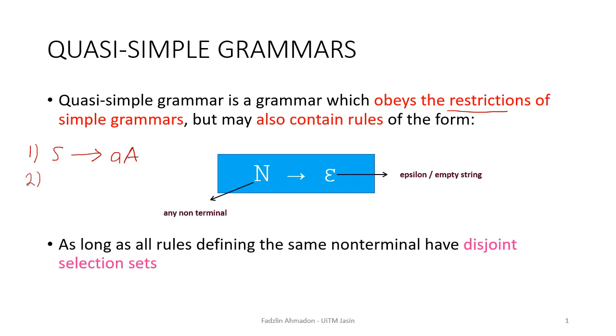And the second restriction is: if you have two rules derived from the same non-terminal, for example, this is the same non-terminal, the terminals after the derivation arrow must not overlap. As for quasi-simple grammar, it can also contain a third condition, which is that it can have a rule of this form. After the derivation arrow, it can be derived to epsilon, and this type of rule is called a nullable rule.